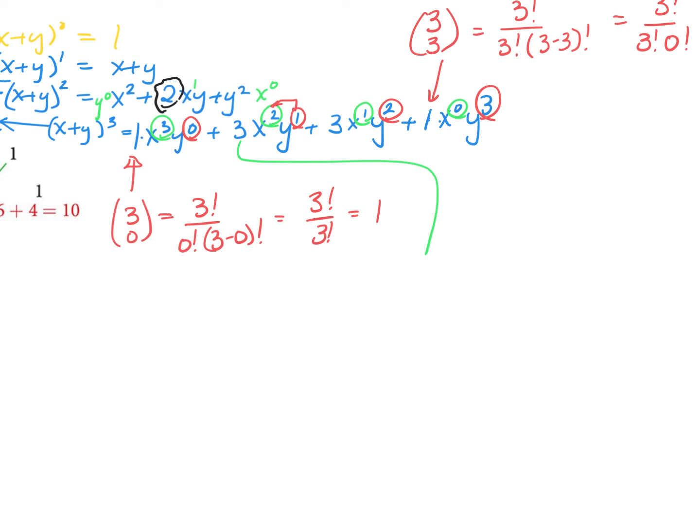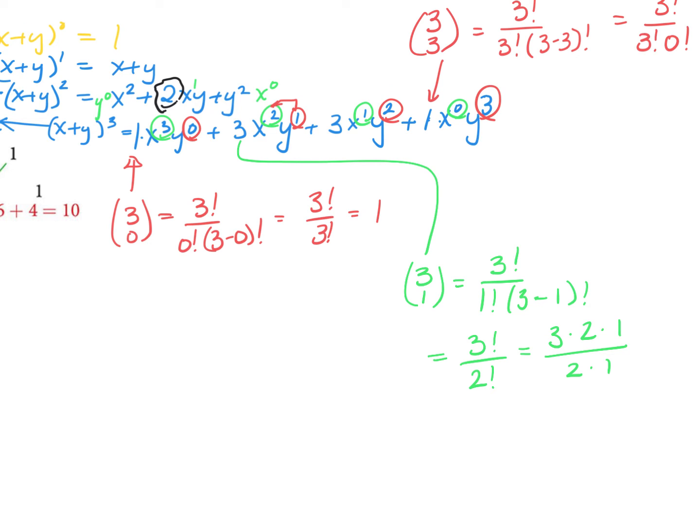This 3 comes from 3 choose 1, because remember it's my second term, so I'm doing 3 choose 1. This is 3 factorial over 1 factorial times (3 minus 1) factorial. So 3 factorial over 1 factorial is 1, so 2 factorial, 3 multiplied by 2 multiplied by 1 over 2 multiplied by 1. There is my coefficient.